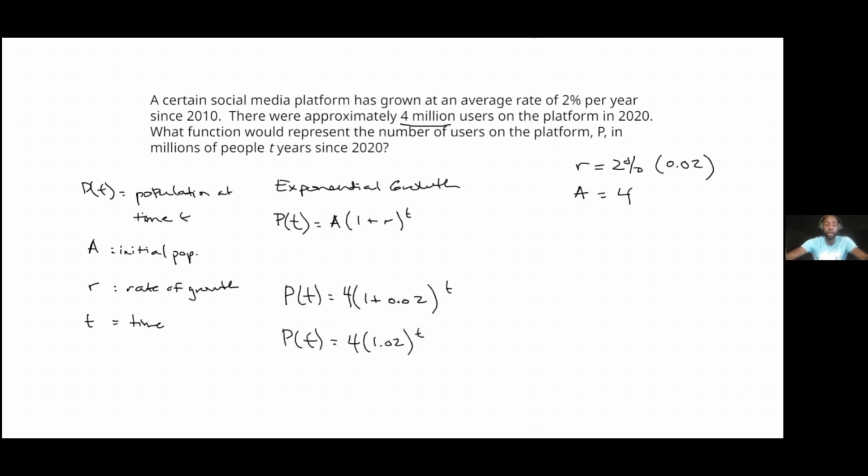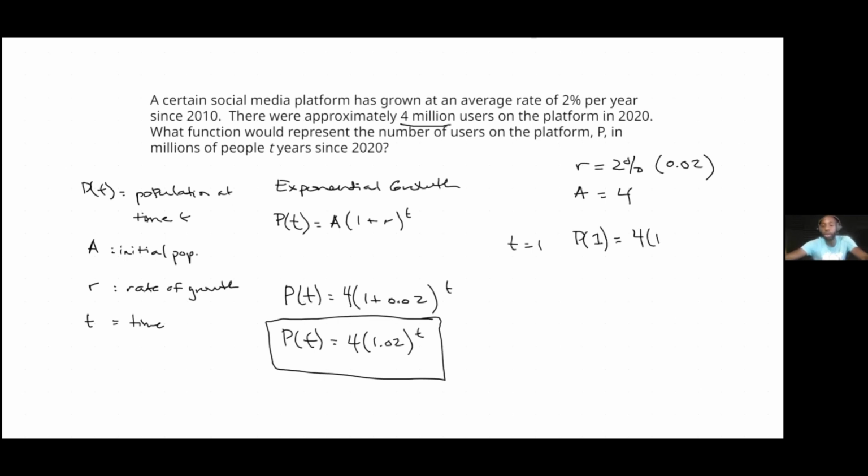Now, let me just show you how this stuff works. Say, for example, we want to know the population in 2021. That's when T is equal to 1. Then P of 1 is equal to 4 times 1.02.